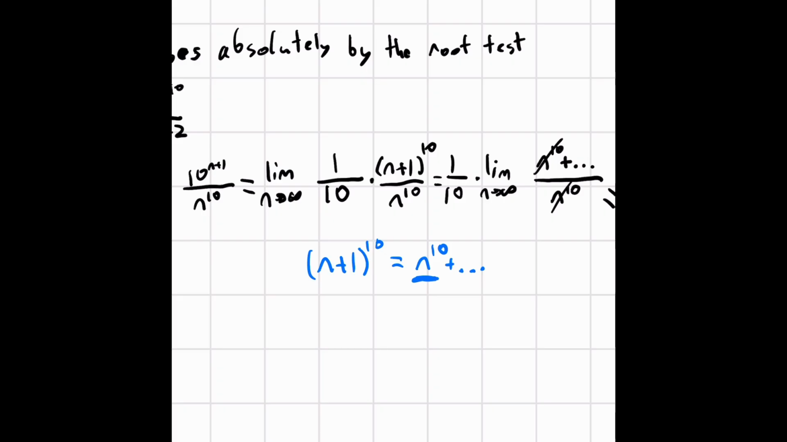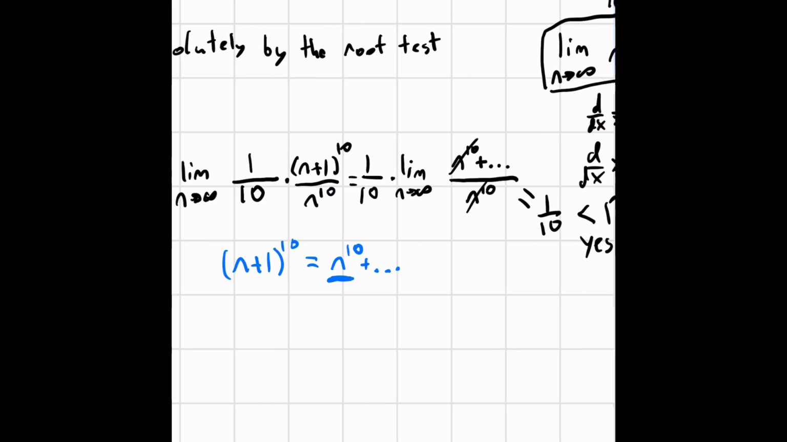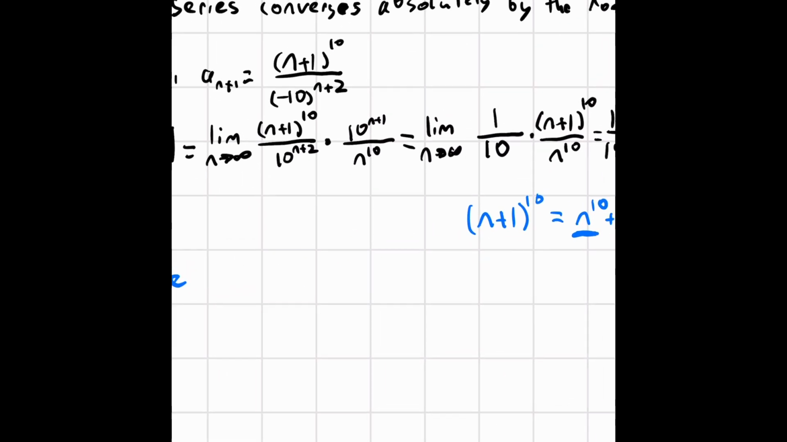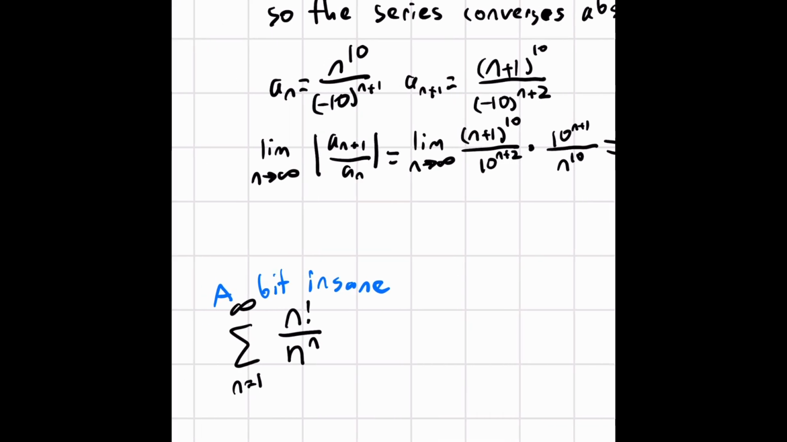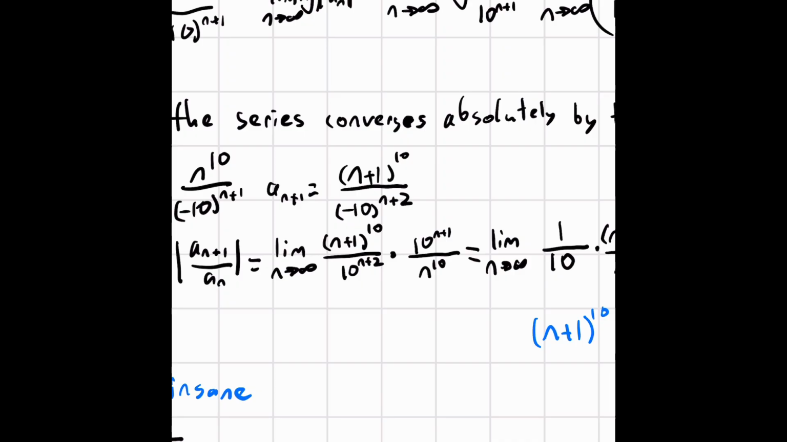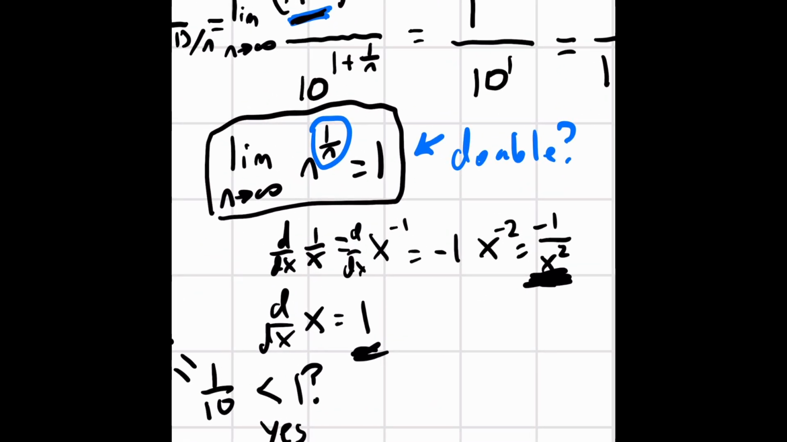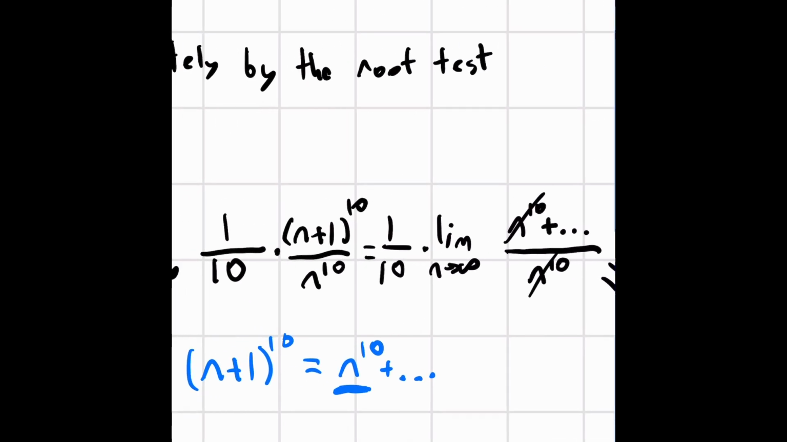And so n to the 10th plus some lower degree stuff divided by n to the 10th, that limit as n goes to infinity is going to become 1. And so it's 1/10 times 1, which is just 1/10. And we ask the same question: is this less than 1? Yes. So this test would be the ratio test, and we would see that this also converges absolutely by the ratio test. So either one is valid, it's just what you're comfortable doing. Do you want to do this limit, or do you want to do this limit?